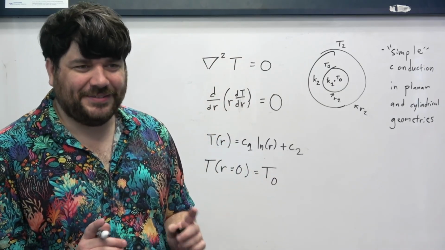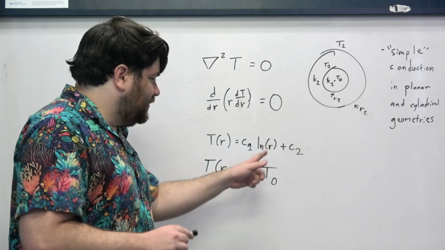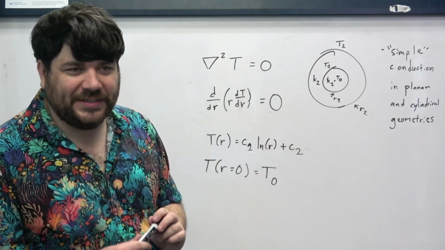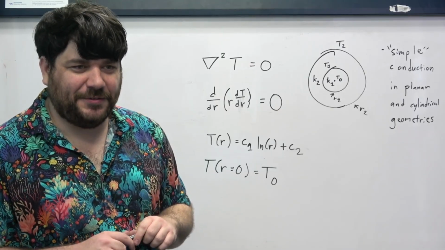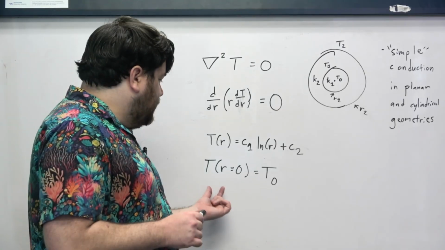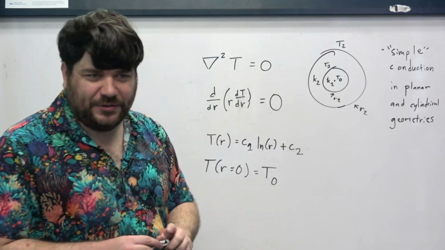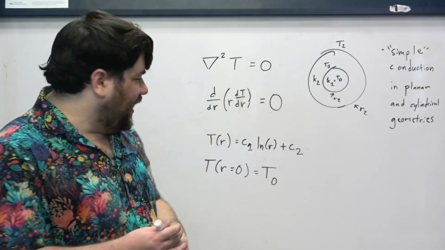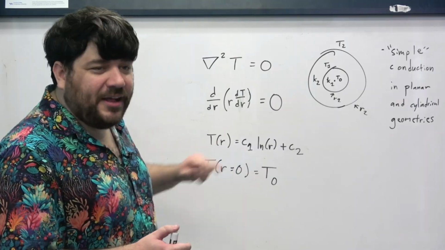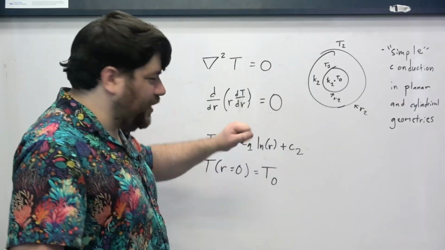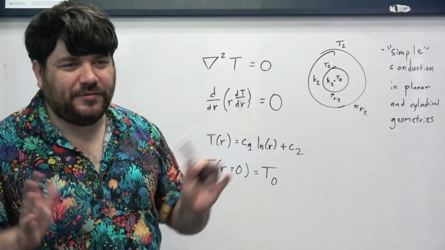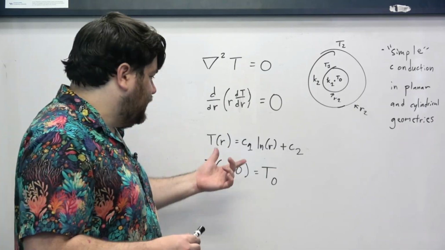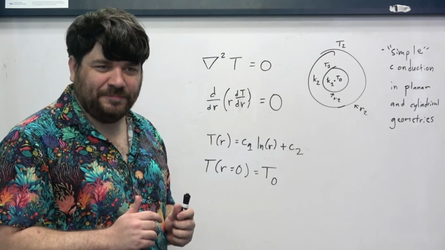But look what happens. The logarithm of 0 is not a number. The logarithm explodes at 0. And so if you try to plug in this boundary condition, what will inevitably happen is that for any value of C1 that is not 0, this expression explodes, right? The temperature of the inside of the cylinder becomes infinity or negative infinity or whatever, okay? The expression does not evaluate correctly.